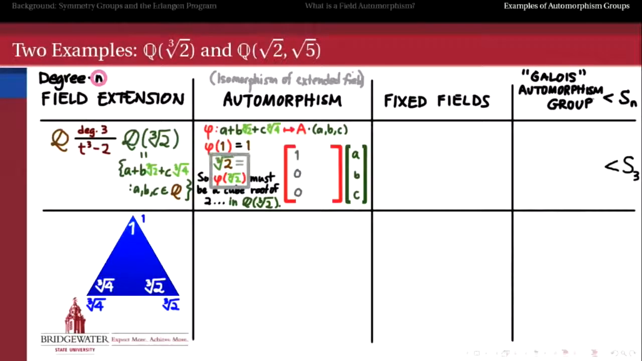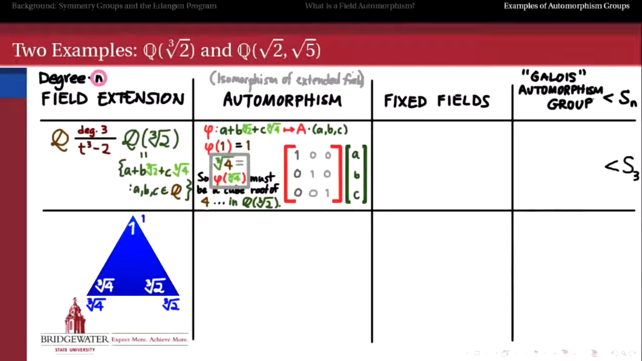Therefore, phi of the cube root of 2 equals the cube root of 2, and the second column of this matrix is 0, 1, 0. The same thing happens if we replace cube root of 2 by cube root of 4. Whatever phi of the cube root of 4 is, it must be a cube root of 4 in our extended field. But our extended field only contains 1 cube root of 4 because the other 2 are not real. Therefore, phi of the cube root of 4 must equal the cube root of 4, and the third column of this matrix must be 0, 0, 1.